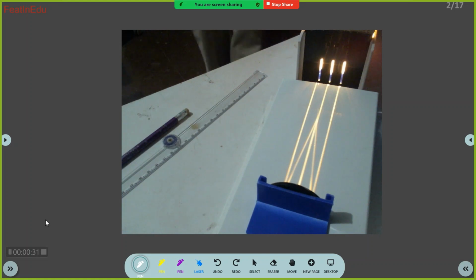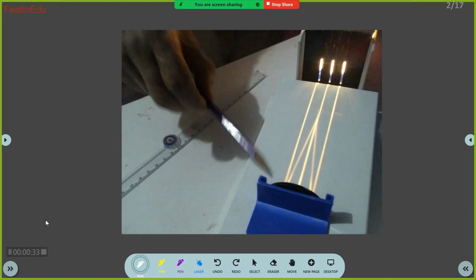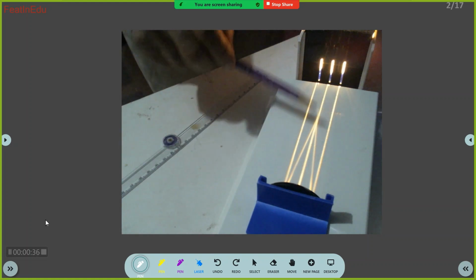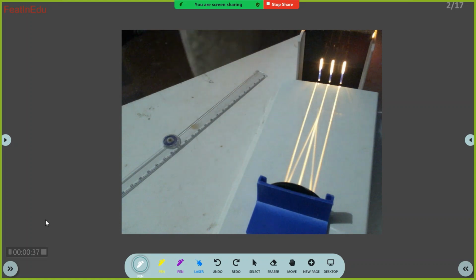I have got a concave mirror here. And you can see there are three parallel rays of light. Can you see? Yes, sir. Louder. Yes, sir. Now you can see all of them are converging at a point.